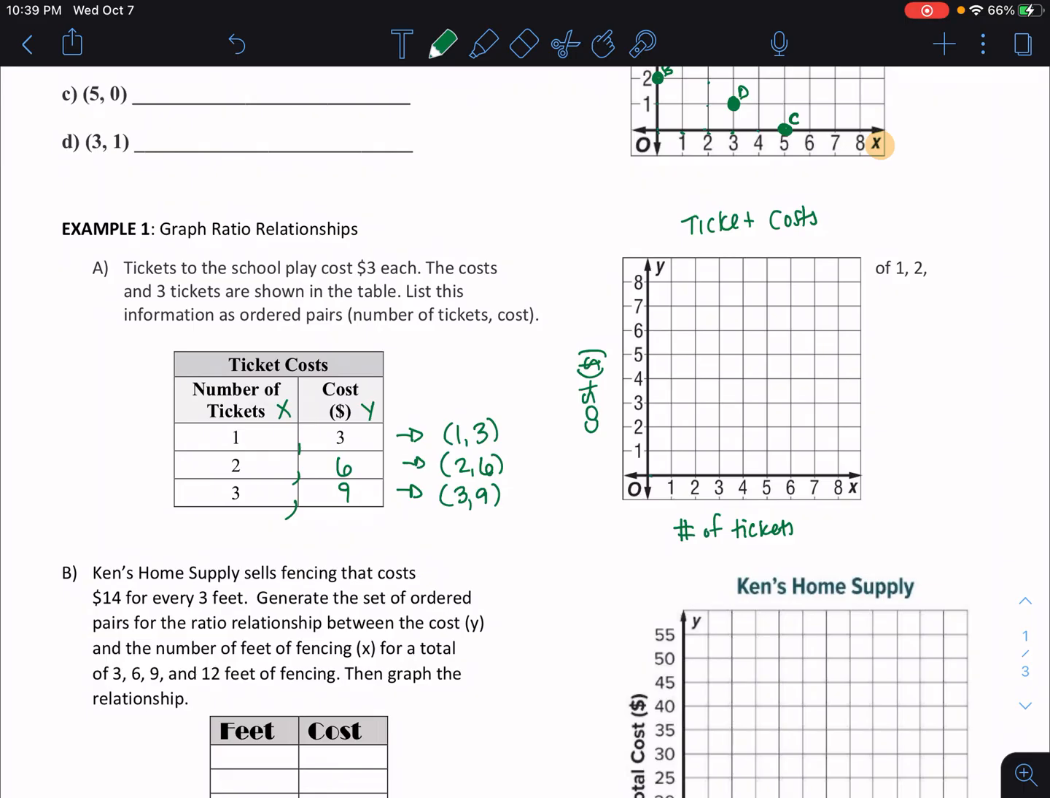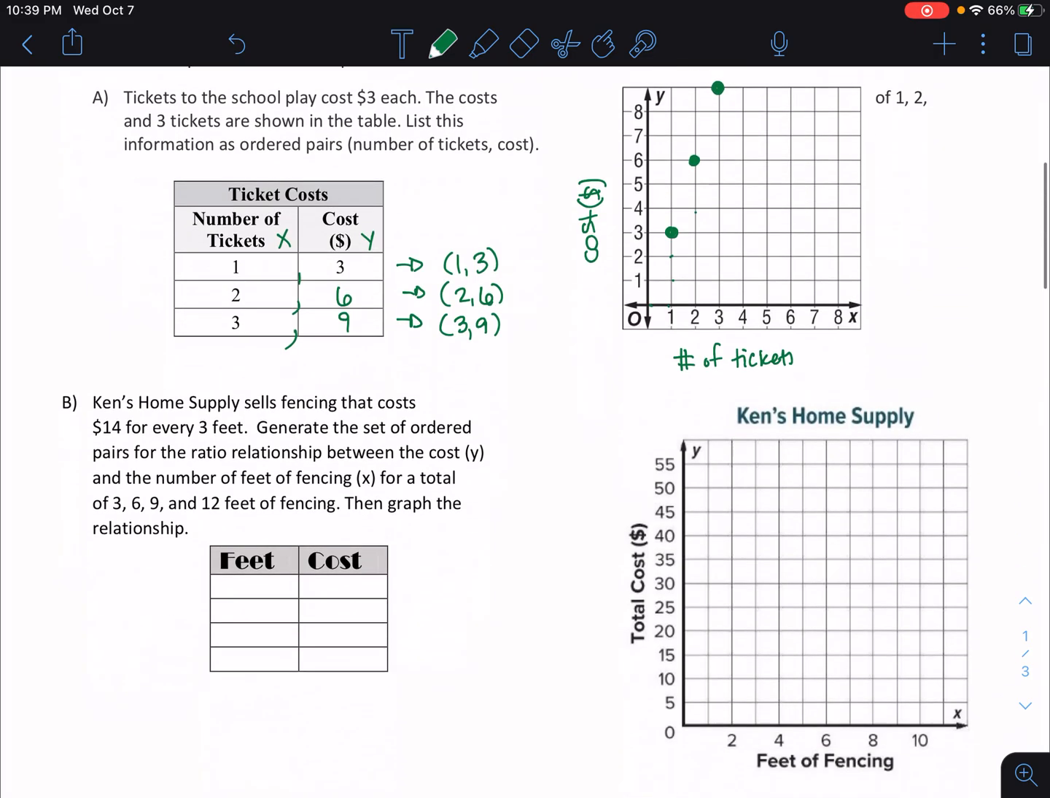So I'm going to go over 1, up 3 for the first one. Over 2, up 6, 4, 5, 6. And then over 3 and up to 9 at the very top here. So we should have 3 points that kind of look like they're in a straight line. This is creating a ratio table, writing them as ordered pairs, and then putting those ordered pairs on the graph.